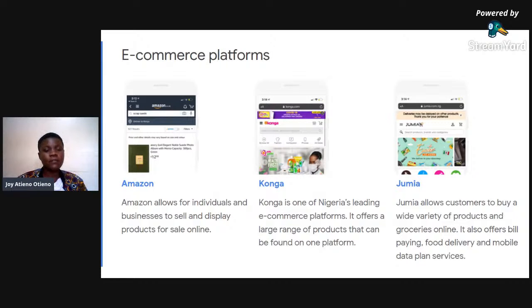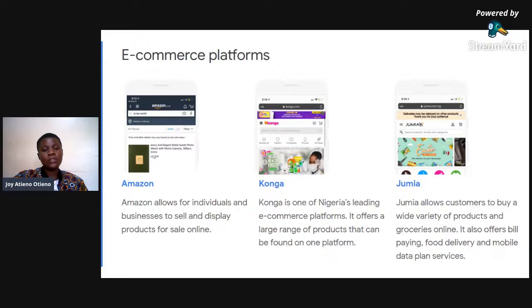So let's look at some of the e-commerce platforms that you can list your business. So number one, if you want to play on the global scale, for example, you want to go into exports, right? If you're a local trader and you want to do exports, Amazon is the best platform for you. Because the beauty about Amazon is that instead of just exporting goods before you get a market, you are able to send out goods, but after you have gotten a concrete market. So Amazon allows for people and businesses to sell and display products on their platform.